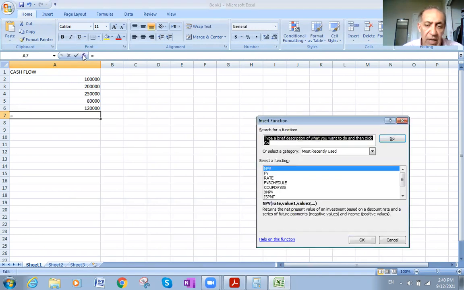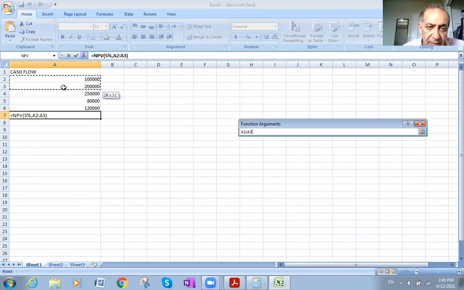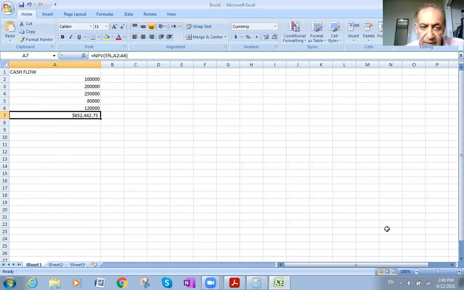Also, no problem. I will go for my net present value. The rate is 5%, the same as before. For the values, I select from this cell to cell A6, because I just want to calculate the net present value for this amount. Then the net present value is 652,442.73.